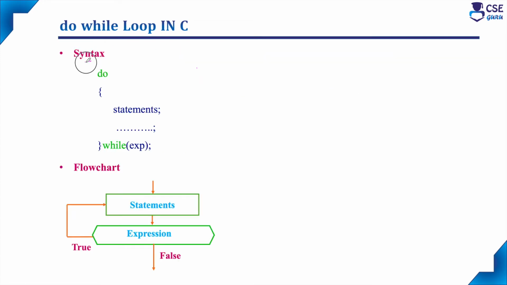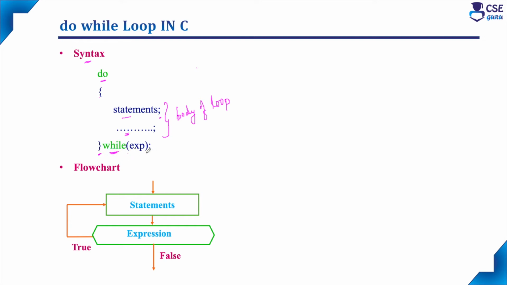Next, syntax for do while loop. Do while loop starts with the keyword do, and then the next statement is the open curly brace and then the close curly brace. Within these curly braces, we can specify any number of statements. All the statements must end with a semicolon. The statements specified within these curly braces represent the body of the loop. Then along with the closing curly brace, without any space, we need to start with the keyword while.